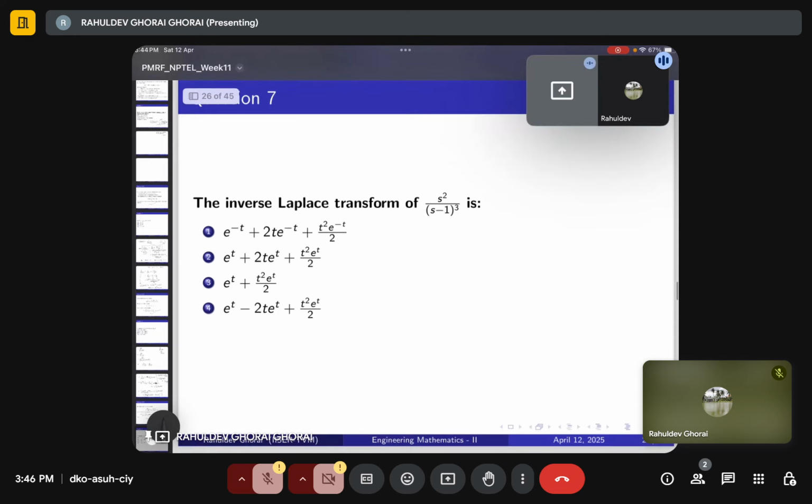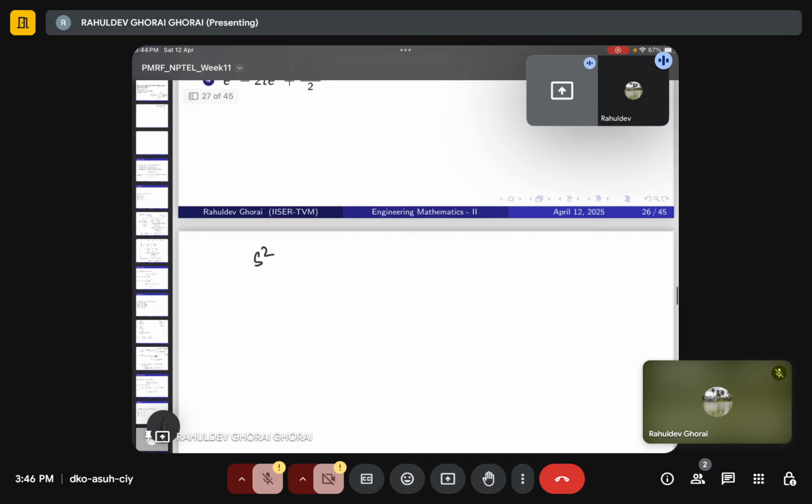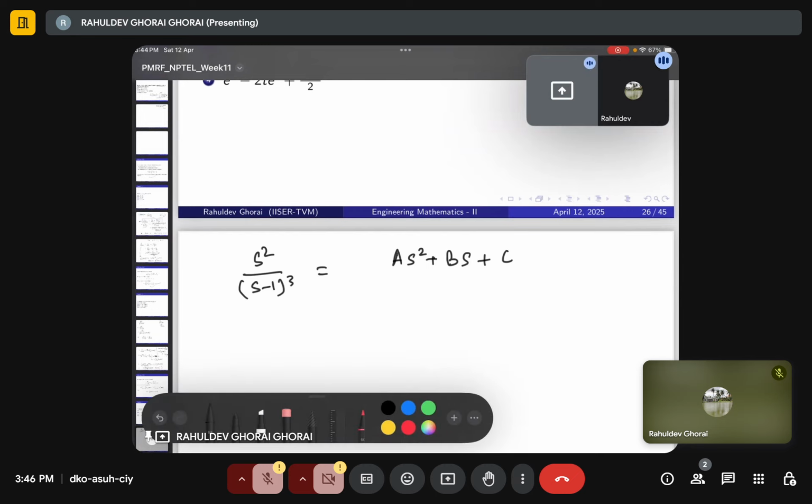It is like, so same thing, right? So s square over (s minus 1) whole cube. Try to make it like (a s square plus b s plus c) over (s minus 1) whole cube. Okay, so that will be same, right? We have to make it in a s minus 1 form, okay?